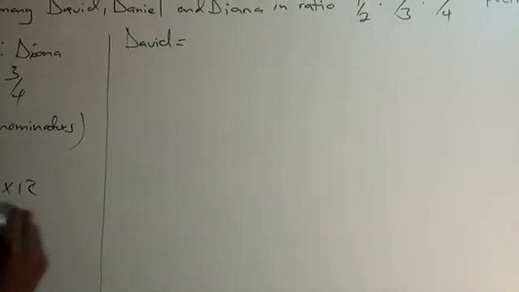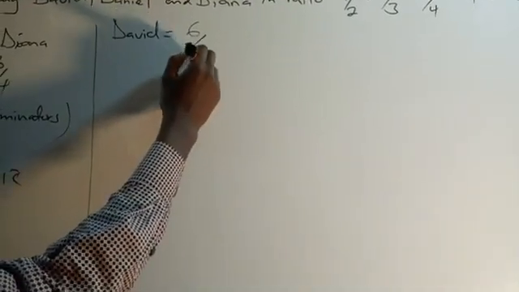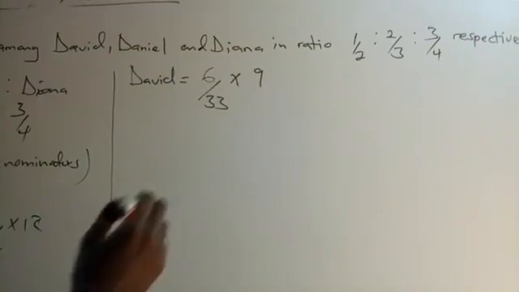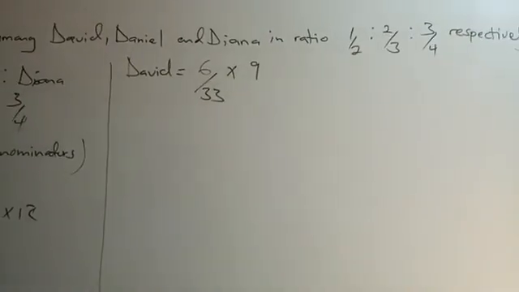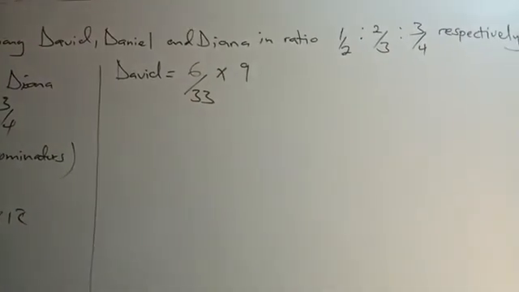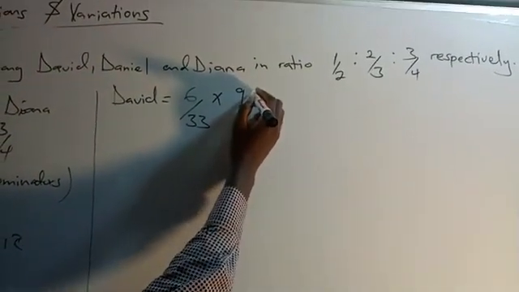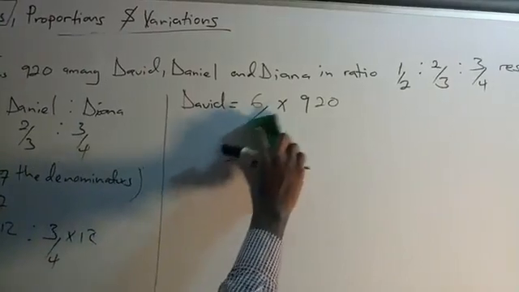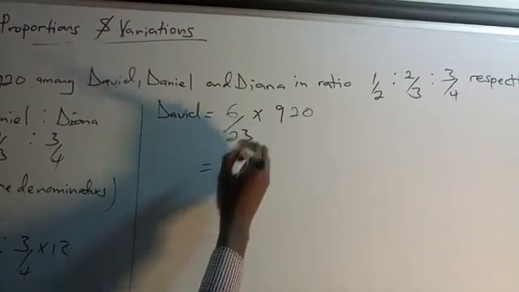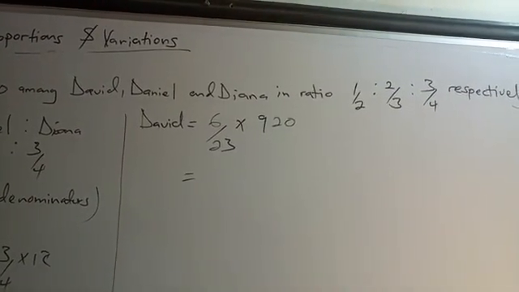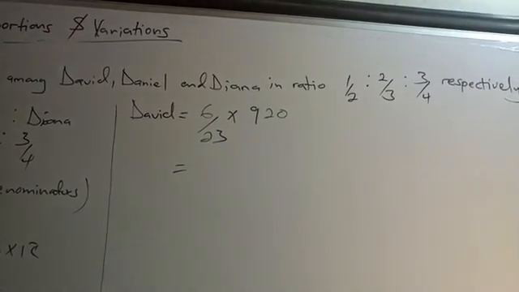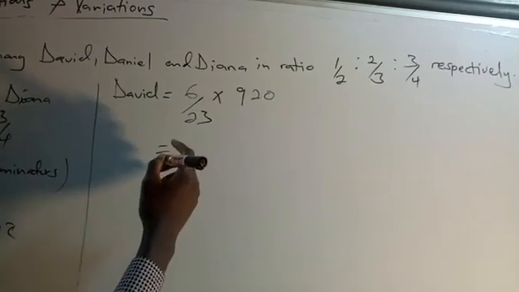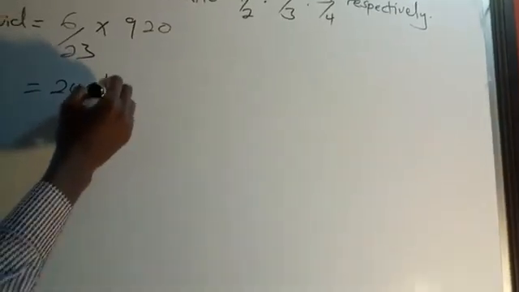So if we begin with David, David's ratio, which is 6 over 23, times 920. 920 divided by 23, I think it's 40, times 6, which is 240 shillings.